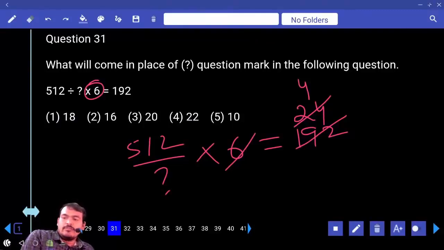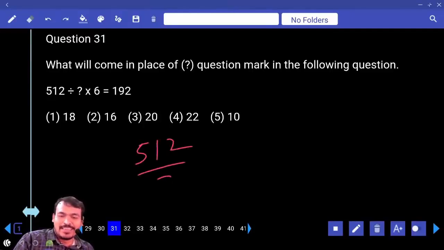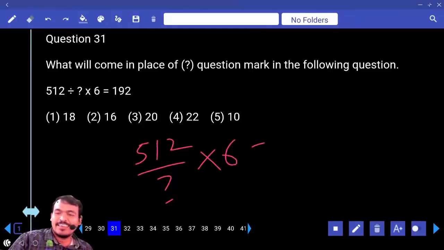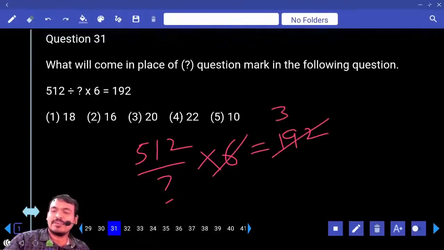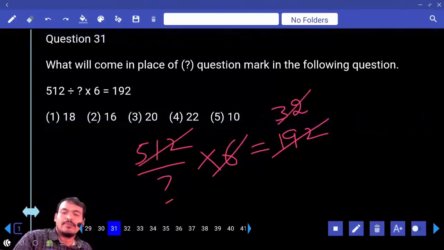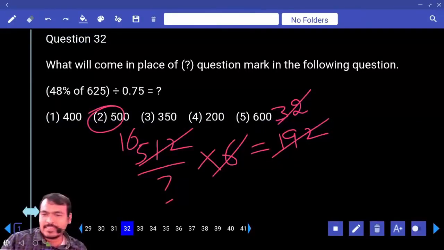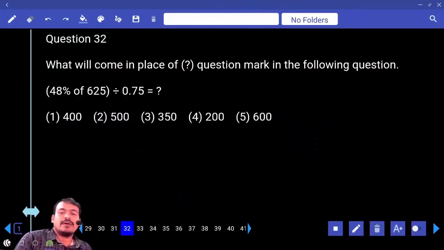6 2s are 12. Remaining value? Sorry. 512 by something into how much value? 6 equal to how much value? 192. 6 how many times? 3 times. Again 2 times or not? Okay. 32, 1 time. Again 6 times or not? It is 16. Which option? Second one.